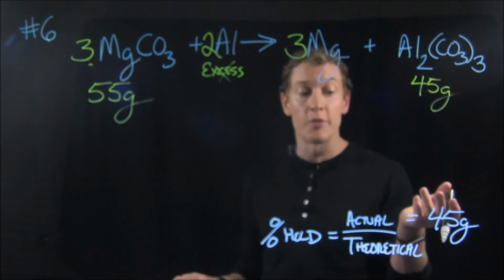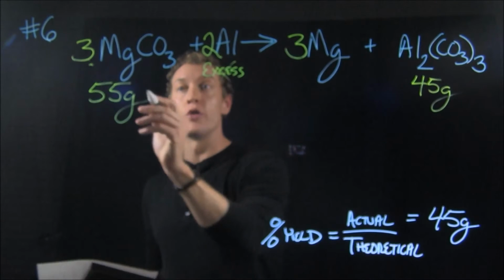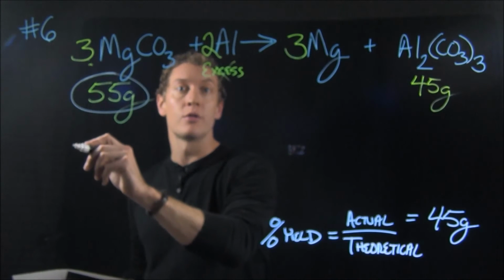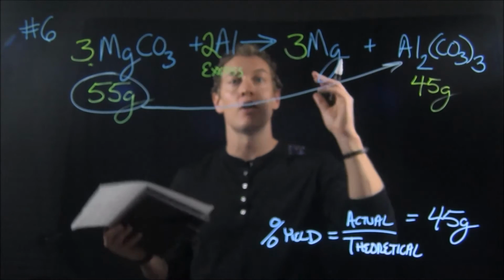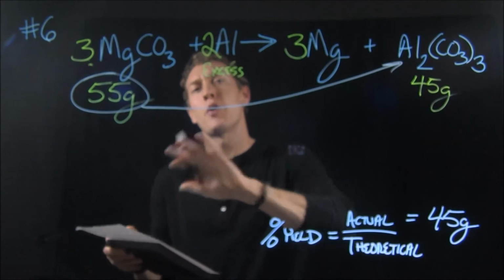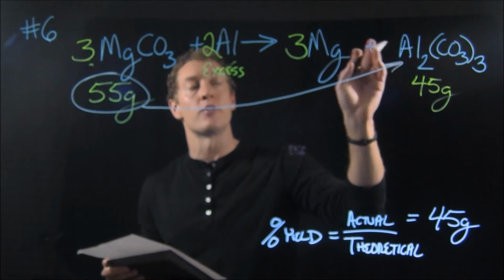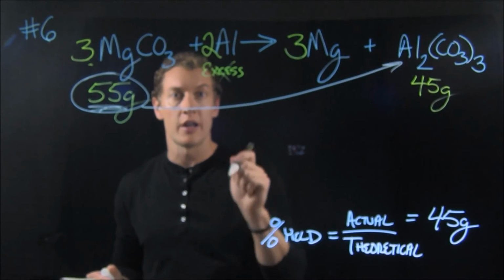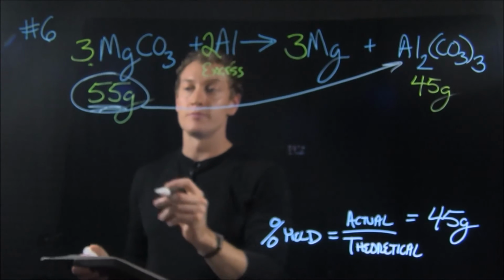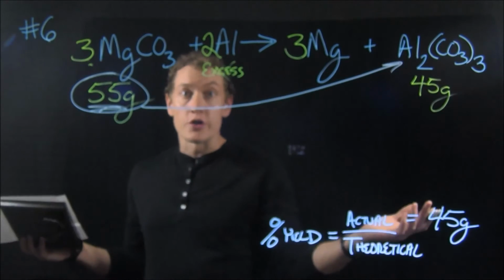How are we going to determine the theoretical yield? We are going to use the amount of available reactant and determine how many grams of aluminum carbonate we could have made. If everything had gone perfectly, what's the maximum amount of aluminum carbonate you could get with 55 grams of magnesium carbonate as your initial amount? We're going to work a stoichiometry problem.